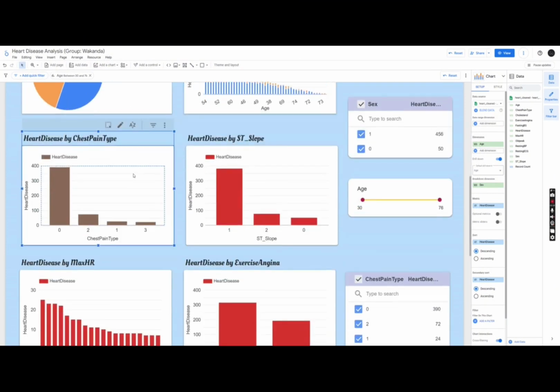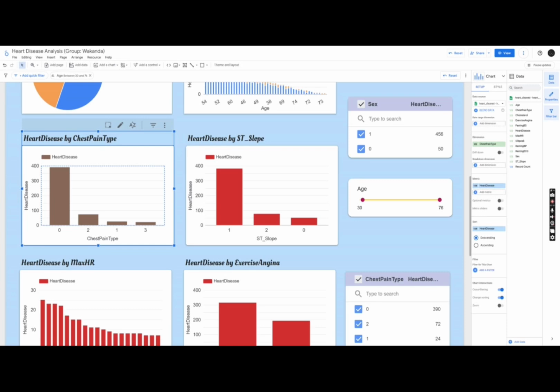And for the heart disease by chest pain type, we see that most patients with heart disease report asymptomatic pain, which is type 0. This is particularly concerning, as it suggests that many patients may not even be aware of their condition due to the lack of symptoms. And for the heart disease by ST slope, it highlights that the flat ST slope, which is value 1, is strongly associated with heart disease. It's the most common among affected patients.